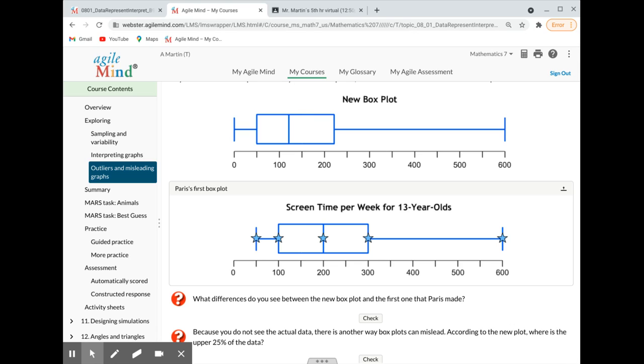So the first thing that's asked, it says, what differences do you see between the new box plot and the first one that was made? So what do you see, Braden? What's different, Braden?